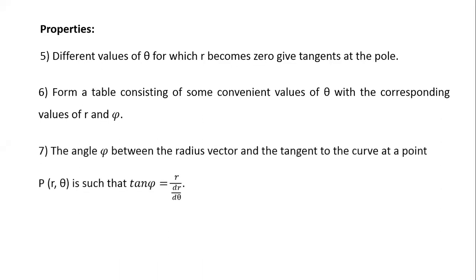What is phi? Phi is the angle between the radius vector and the tangent to the curve at that point, and tan phi is equal to r upon dr by d theta. This is a little in connection with the orthogonal trajectories we have seen. So we can treat this as a slope also.